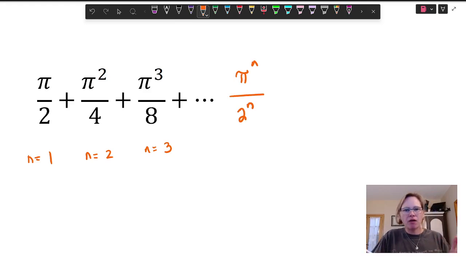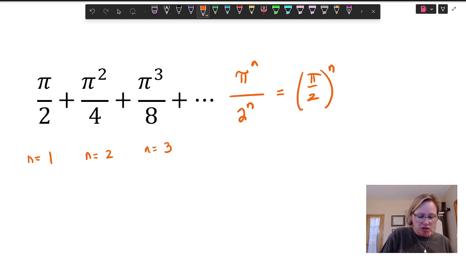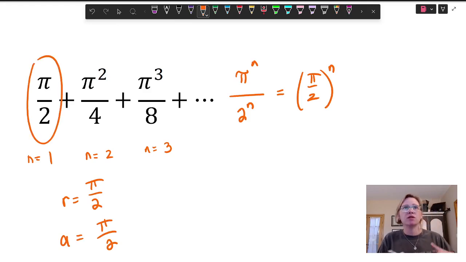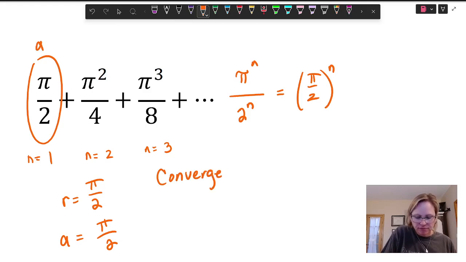And anytime I have something to the nth power over something to the nth power in the denominator, I can rewrite it as pi over 2 to that nth power. So I can take that power out and use those properties of exponents. So here, it looks like r is pi over 2, and our a value also happens to be pi over 2, so that's my first term. When it's written out like this, it's really easy to identify what a is. And so now I can say that this series converges, or does it? Let's see.